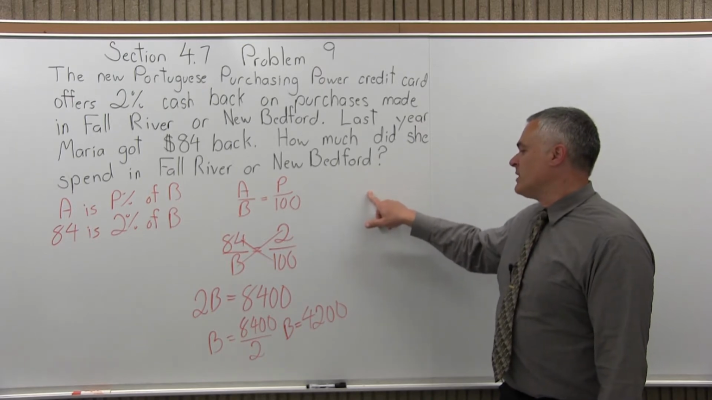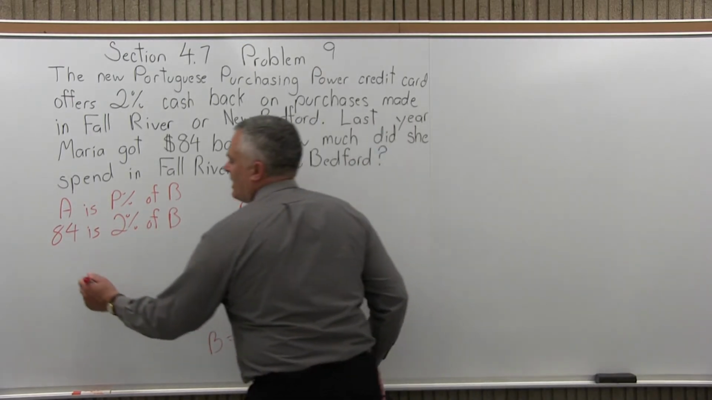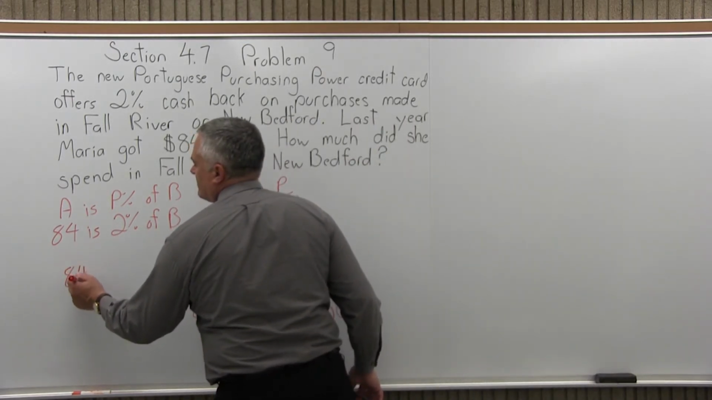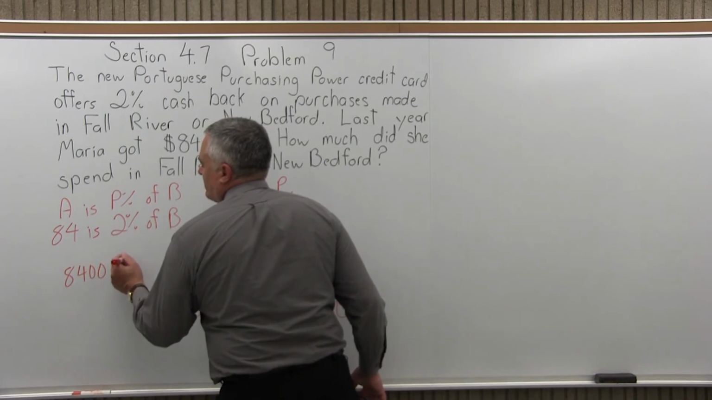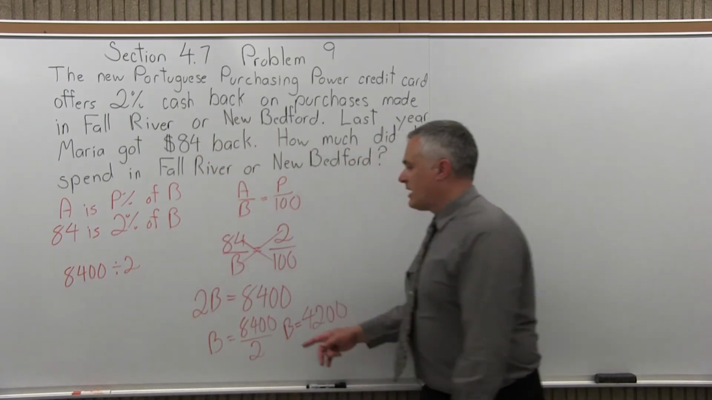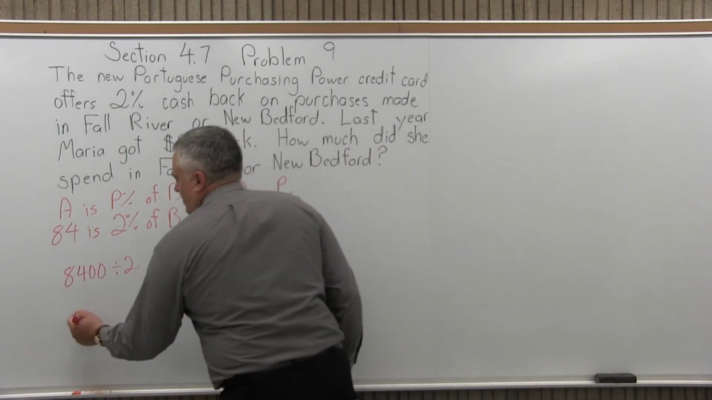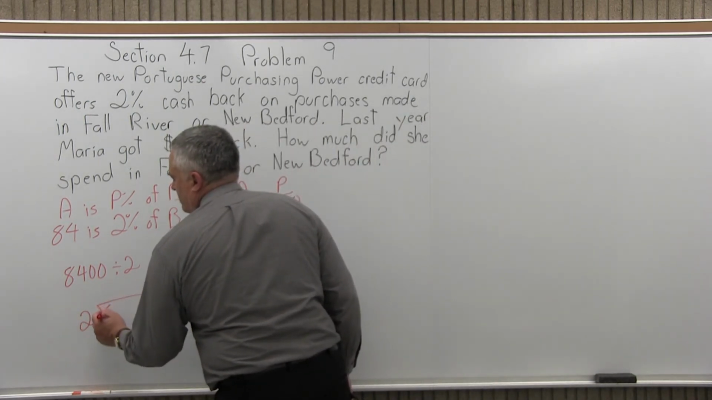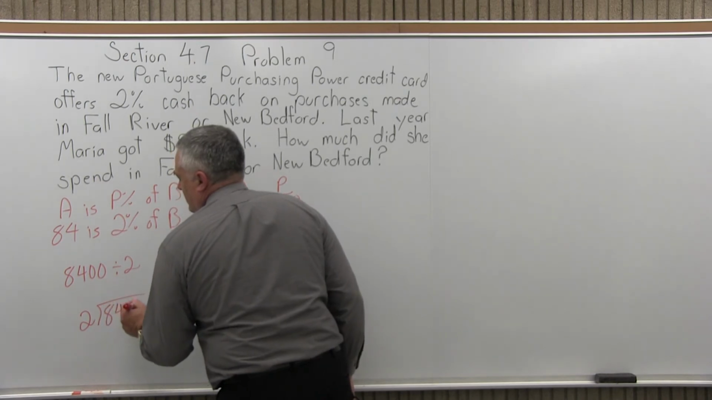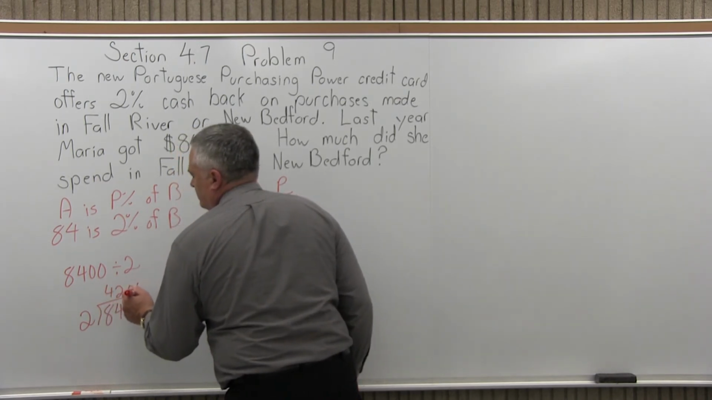Now, if you don't see it easily, if you can use a calculator, do the numerator of 8,400, divide by the denominator 2, and you'll get 4,200. Or you could just do it the long way, and you'll still get 4,200.